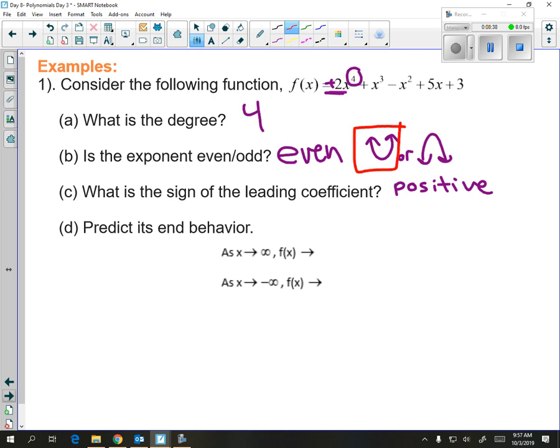So predict its end behavior. As x goes to infinity, those are positive x values, and positive x values are on the right. Your y values, f of x, are going to go up to positive infinity. As x goes to negative infinity, which is on the left, that's where your negative x values are. Your y values on the left of the graph are going to be going up as well. So positive infinity.